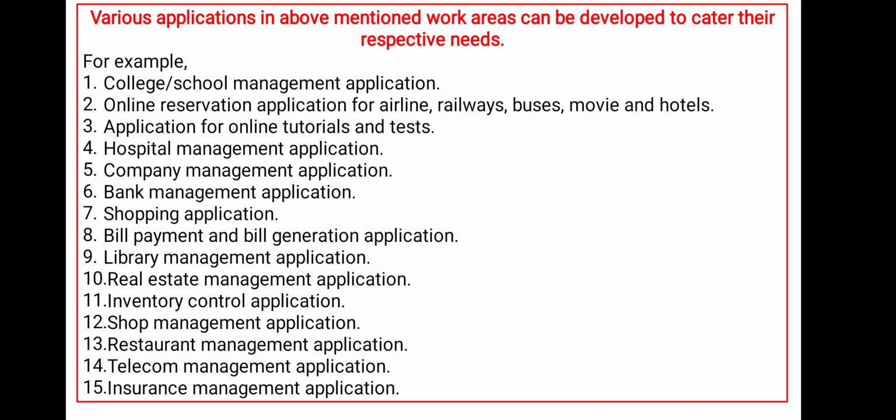There are totally 15. Example, first one, college school management application. These are areas where computers are used. Number 2, online reservation application for airline, railways, buses, movie and hotels. Third one, application for online tutorials and tests. Fourth one, hospital management application. Fifth one, computer management application. Sixth one, bank management application. 7, shopping application. 8, bill payments and bill generation application. Number 9, library management application. Now it is digital library.